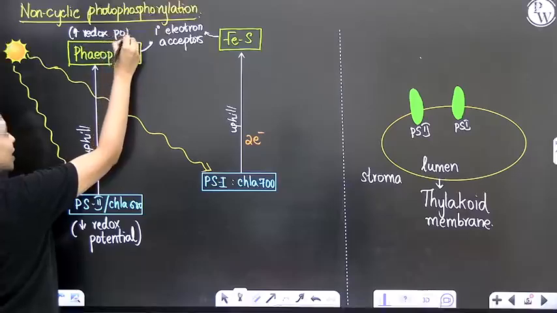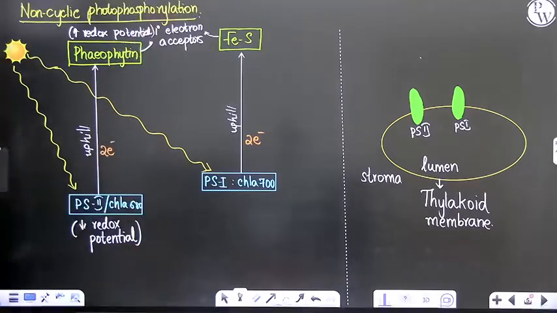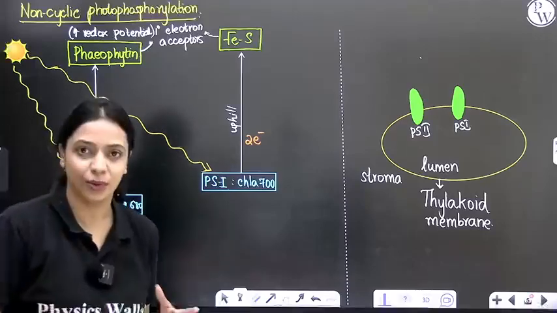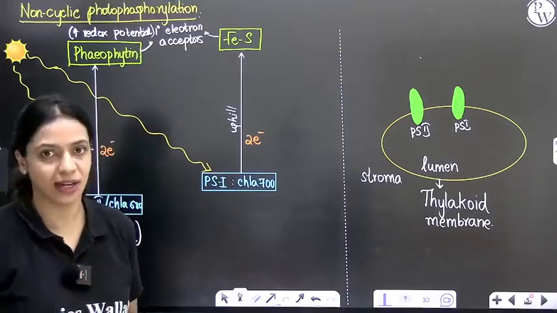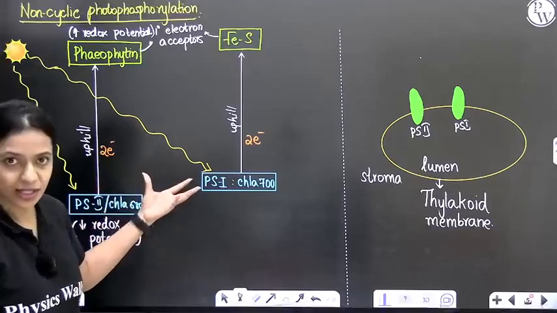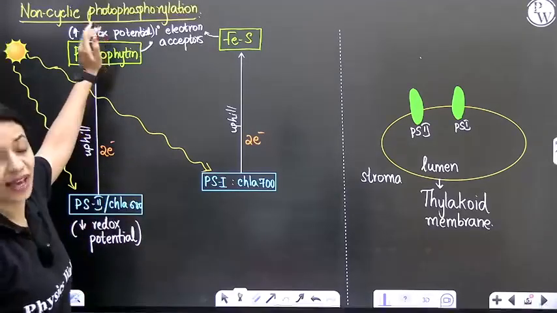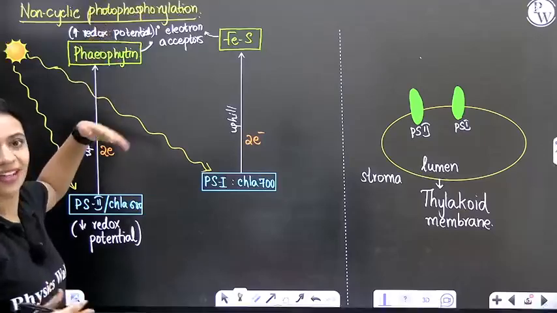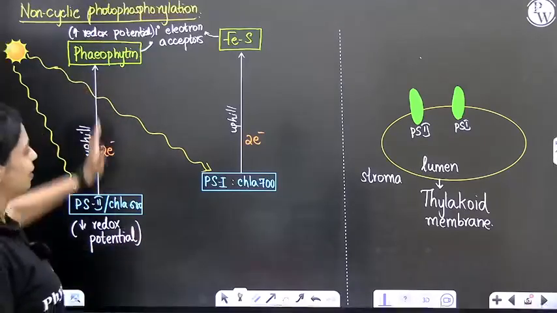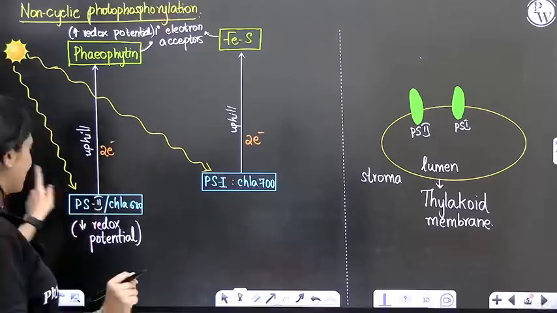What is redox potential now? Redox potential is basically the tendency that a molecule has to accept or lose an electron. If electrons have to be transferred from a molecule that has lower redox potential to a molecule that has a higher redox potential, energy is required. Uphill movement will happen. Where is that energy coming from? That energy is coming from sunlight.